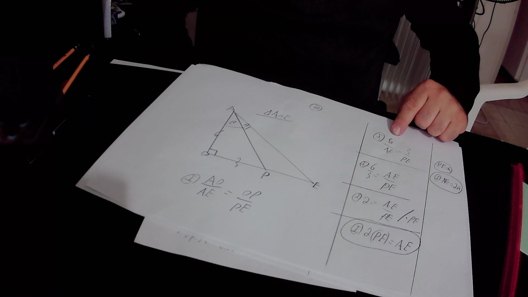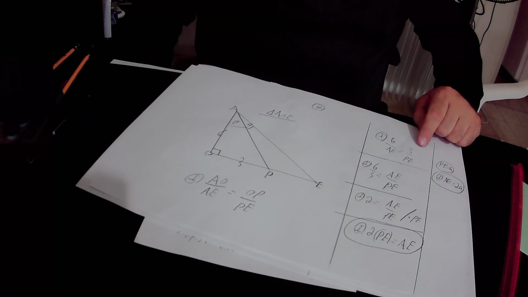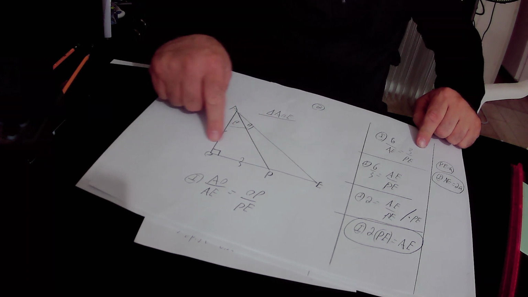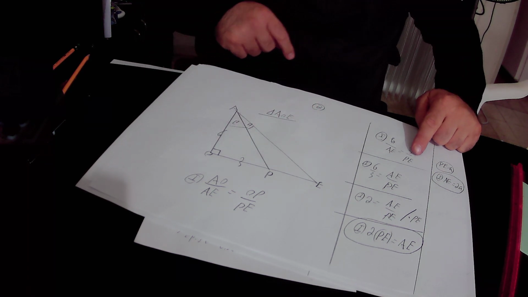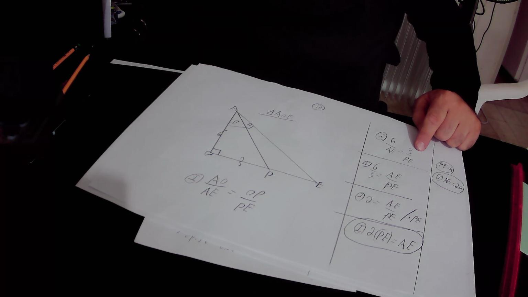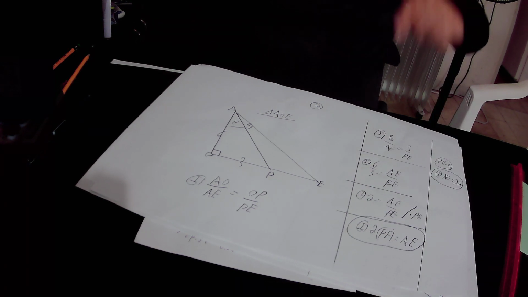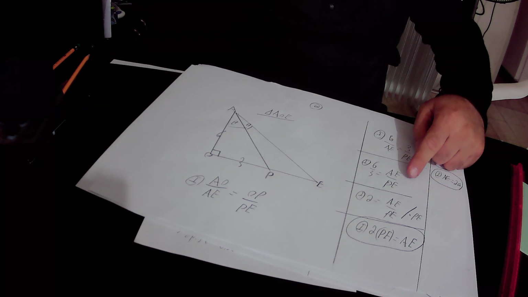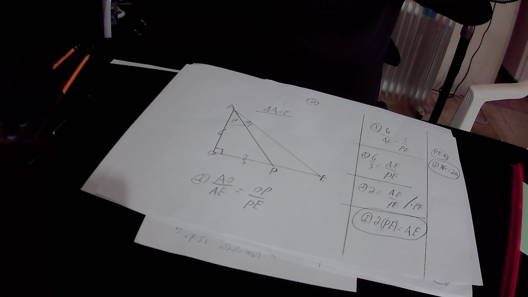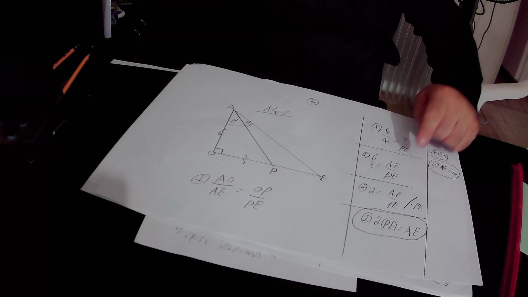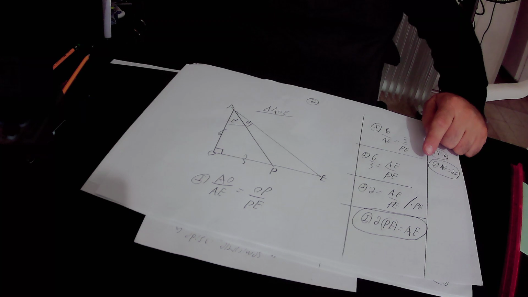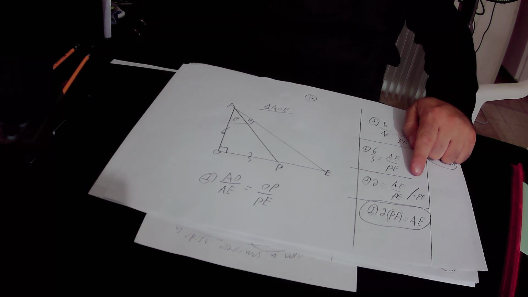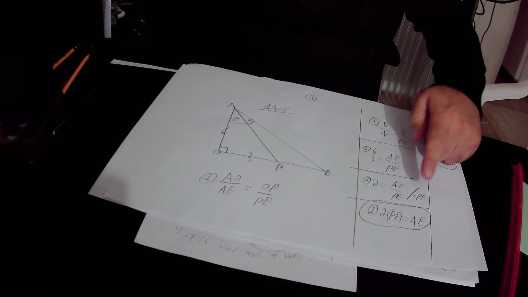AO equals 6, AE is AE, and OP equals 3. So we substitute OP by 3 over PE. Then we divide this equation by 3 and multiply it by AE, and we get that 6 over 3 equals AE over PE. 6 over 3 is 2, so 2 equals AE over PE. We multiply this equation by PE and we get that AE equals 2 times PE.